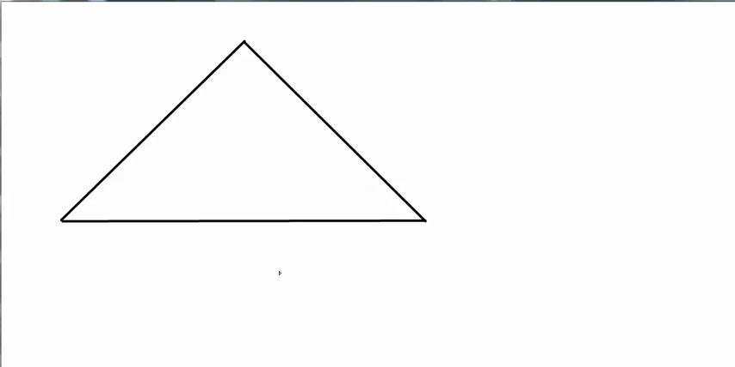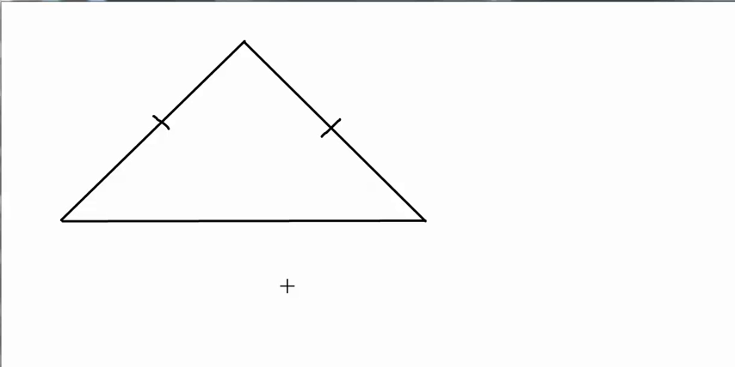You ready? Triangle. Now what kind of triangle? Isosceles. What are these two angles called? The base angles. What's this angle called? The vertex angle. So let's read this theorem.